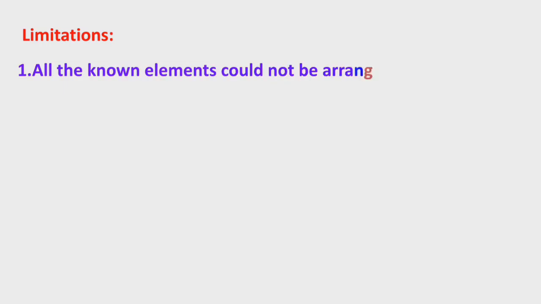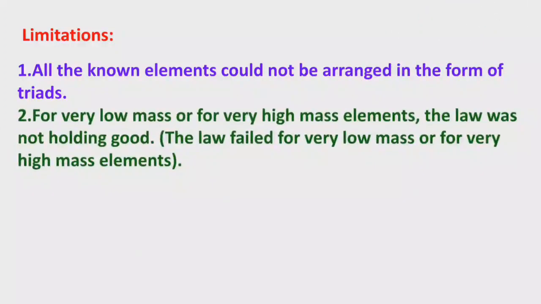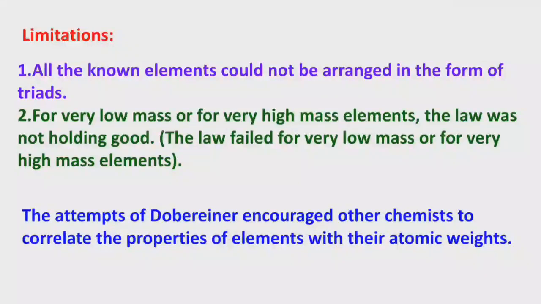Limitations. It has some limitations. All the known elements could not be arranged in the form of triads. For very low mass or for very high mass elements, the law did not hold good. The attempts of Dobereiner encouraged other chemists to correlate the properties of the elements with their atomic weights.